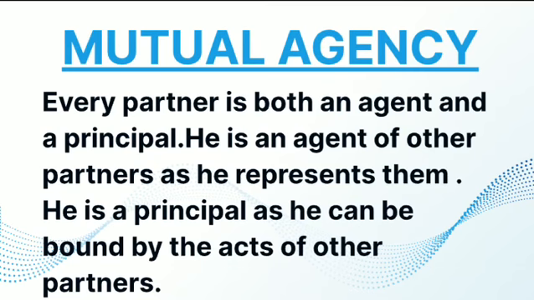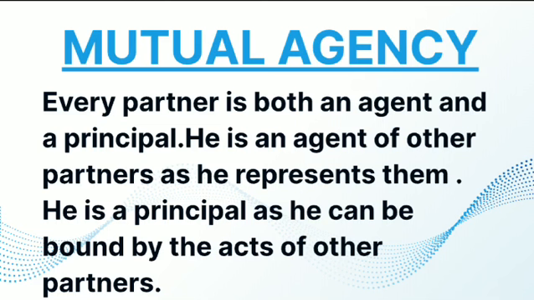Now we have mutual agency. So mutual agency means helping one another. They are representing one another. Every partner is responsible for each one's act, and they represent their firm to another, or you can say to the outsiders. So that is what is mutual agency. So every partner is both an agent and a principal. He is an agent of other partners as he represents them.